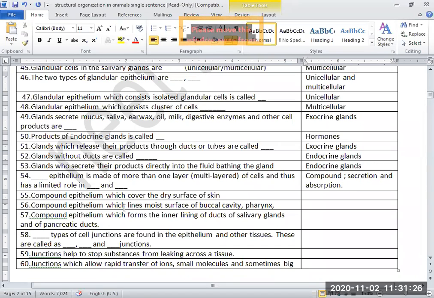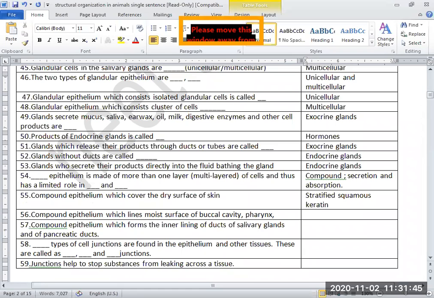Compound epithelium which covers the dry surface of skin. Stratified squamous keratinized epithelium, we can say.